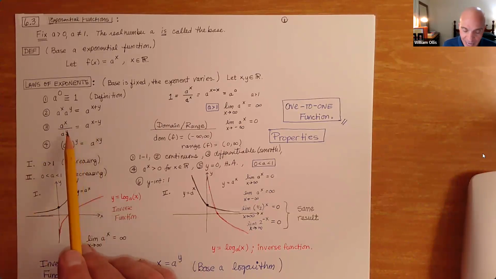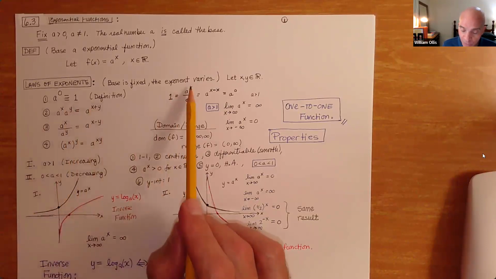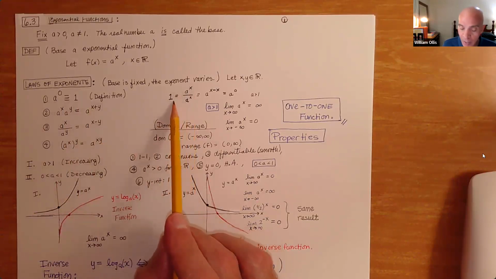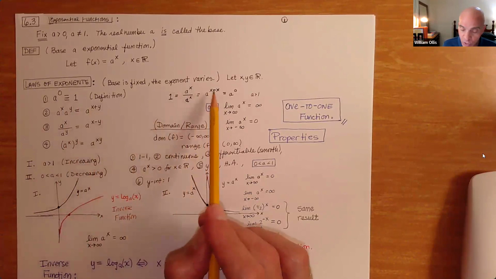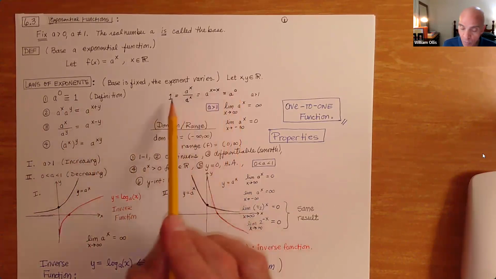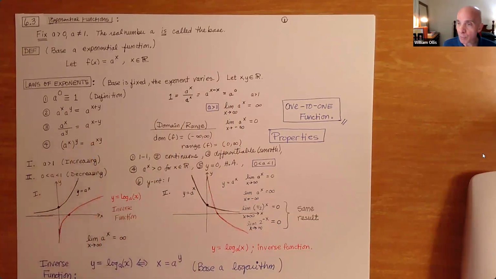Now, this is exactly why we define a to the 0 to be 1, because if you notice here, if we divide a to the x by a to the x, that by definition is 1. But then if we apply this rule, subtracting x from x, we get 0. So a to the 0 must be 1 if it's going to be consistent with rule number 3.